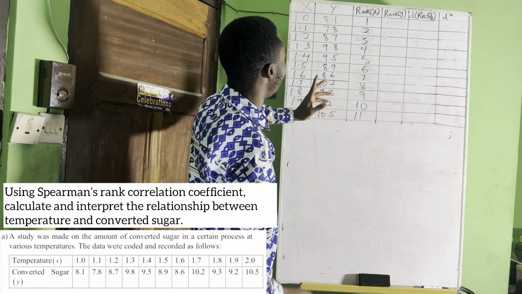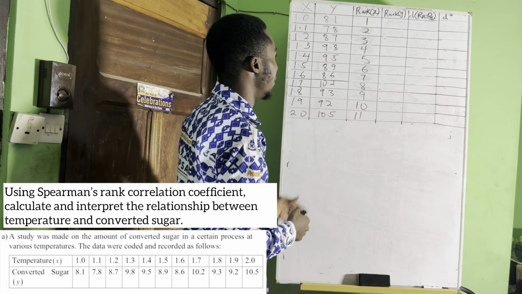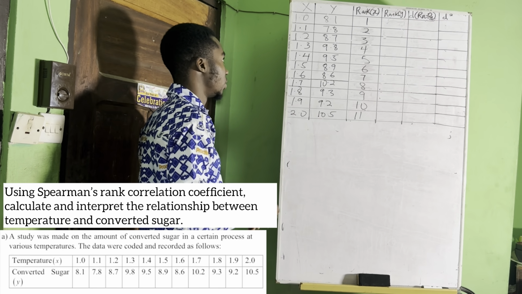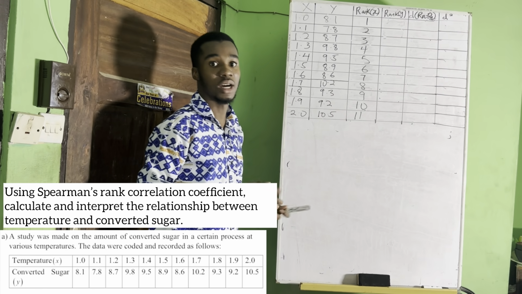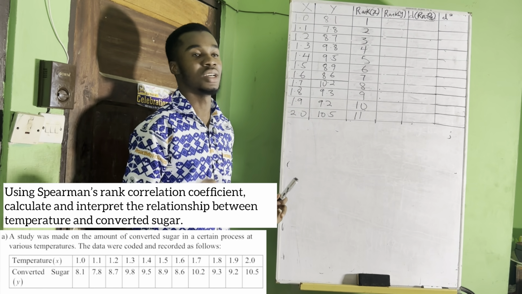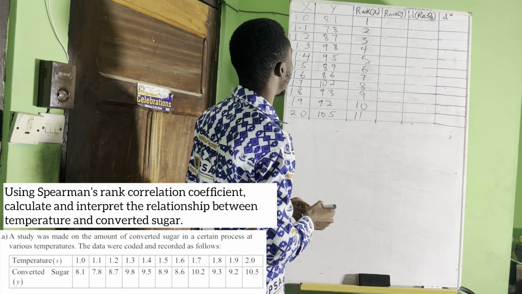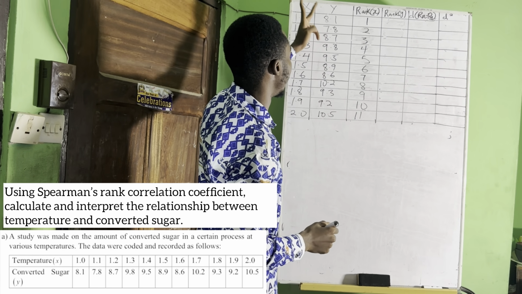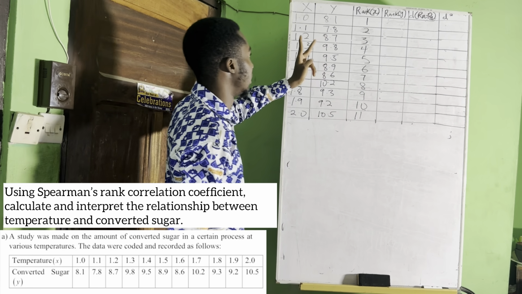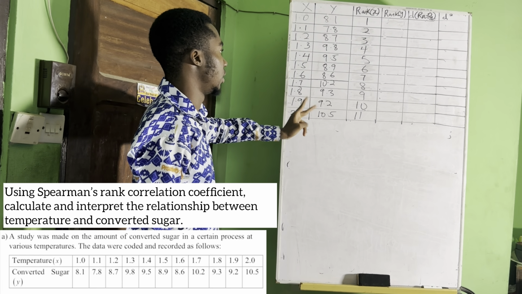For the y values, you realize that it's mixed up: 8.1, 7.8, 8.7. They didn't arrange it in any particular order, so you have to do it. Since we did x in ascending order, you have to also do y in ascending order. You can't do one ascending and one descending. So now for the y values, which one is the smallest? 8.1, 7.8, 8.7, 9.8, 9.5, 8.9, 8.6, 10.2, 9.3, 9.2, and 10.5.